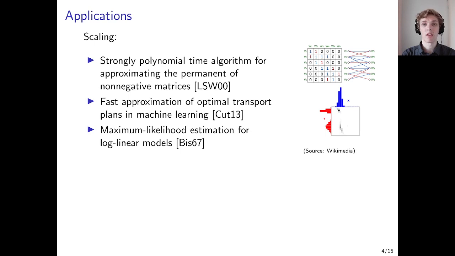Next is an application which is more recent. It can be used to quickly approximate optimal transport plans in machine learning, where you have a starting distribution and a target distribution. You want to find a joint probability distribution which marginalizes to these two distributions, which is a transport plan, and you want to find one which has minimal cost. You can approximate such a plan directly by scaling a particular matrix. Furthermore, the first application that I know of was actually in maximum likelihood estimation for log linear models. This is also where the Sinkhorn algorithm, or the many other names it has been called by, was first developed.